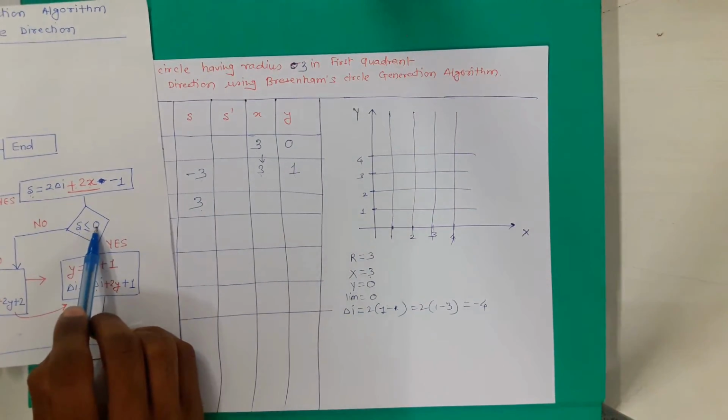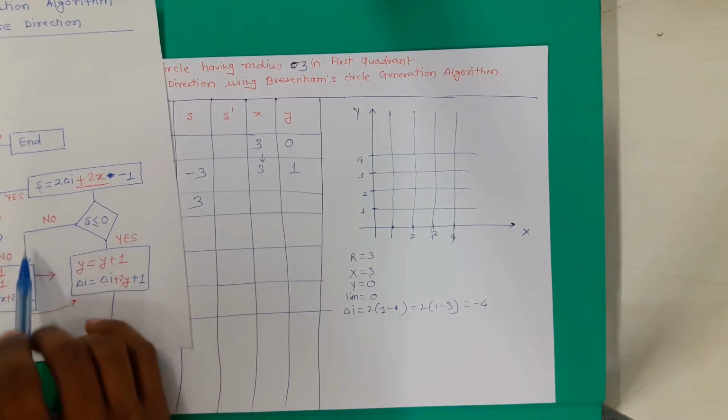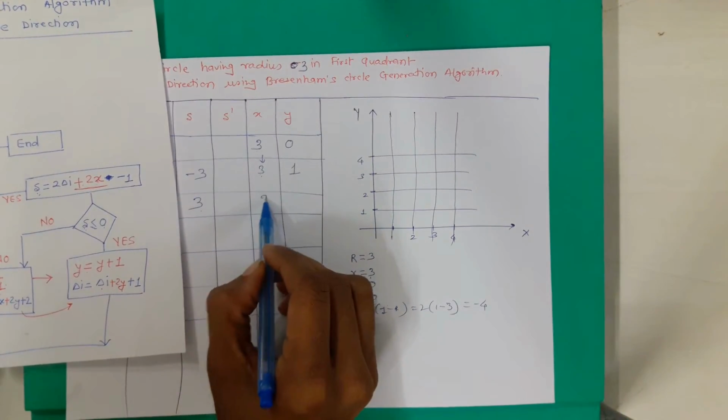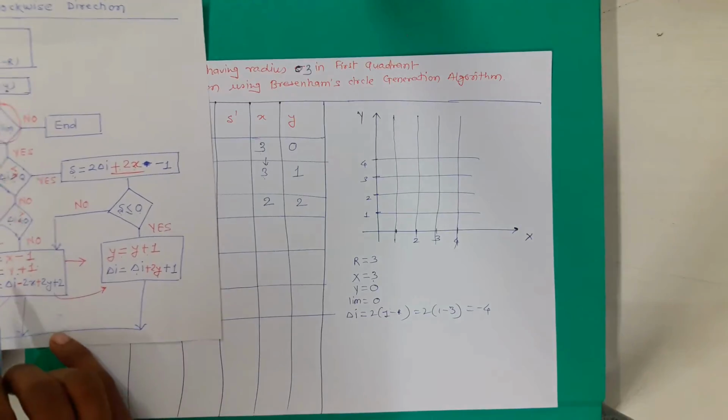Plus 3 is not less than 0. Okay, condition is false. So go to here. Then x will be decremented by 1. Y will be incremented by 1. And then calculate delta I.